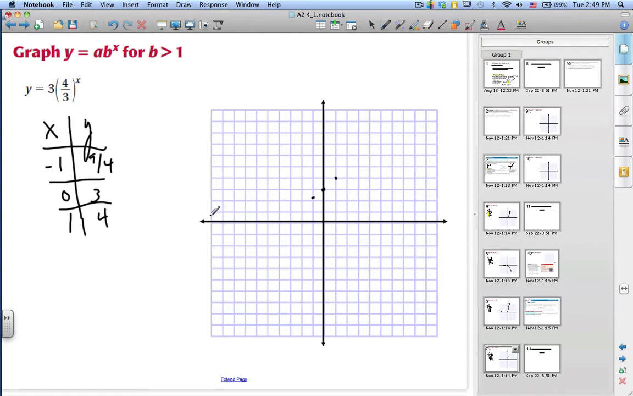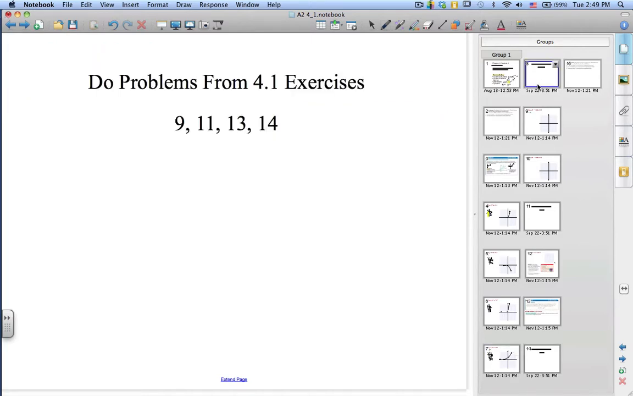So now you can see with my base being a fraction, it flattens out my curve quite a bit. Right? The last one was very steep with a base of 4. With a base that's just a little bit over 1, you see it flattens out quite a bit and it's not as steep. Okay, so now practice this on your own. Do problems 9, 11, and 13 and 14, the graphing problems, and then come back to the lecture to finish out.